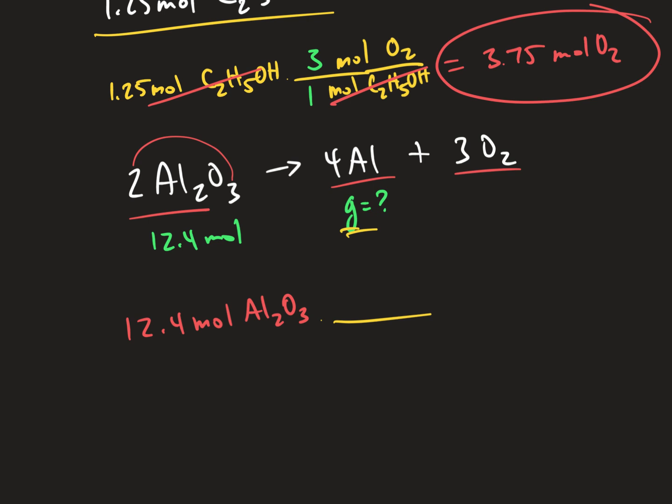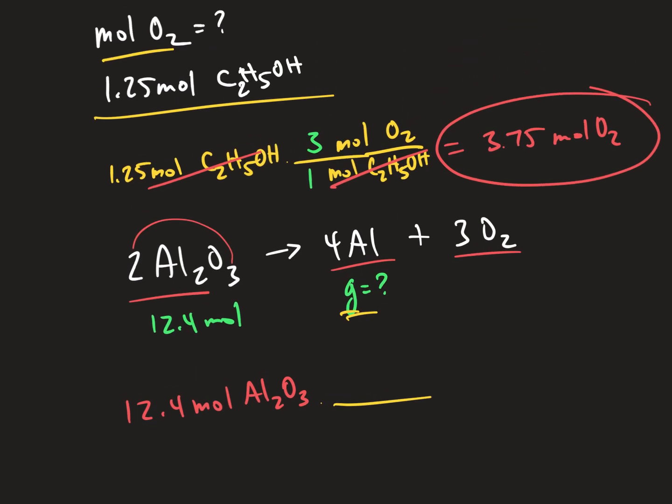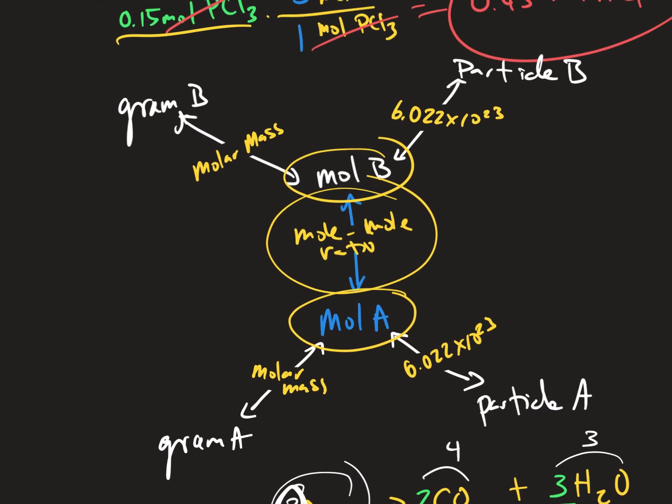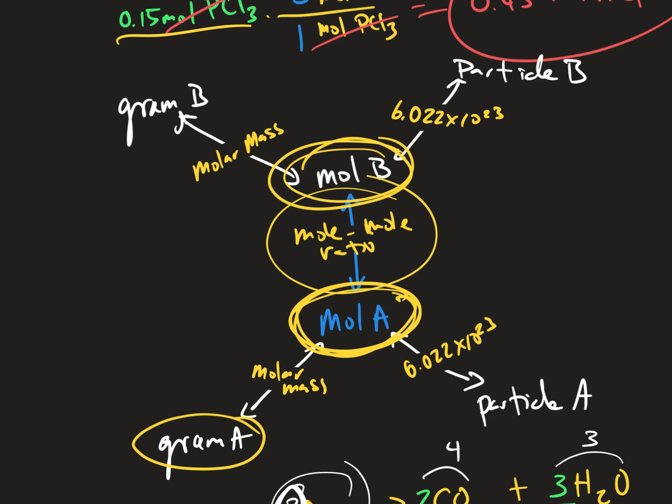And I'm looking for grams of aluminum. So what if we look at our mole roadmap, what can I convert to? Moles of aluminum oxide to what? If I go to grams, I use molar mass. Is that right? But that's only if it's grams of the same substance. If you look at our mole roadmap, if we're starting, let's say, moles of A, if we use molar mass, we're going to get grams of A. Do we want grams of A? No, we don't. So we've got to go to moles of a different substance because we're looking for a different substance. Does that make sense?